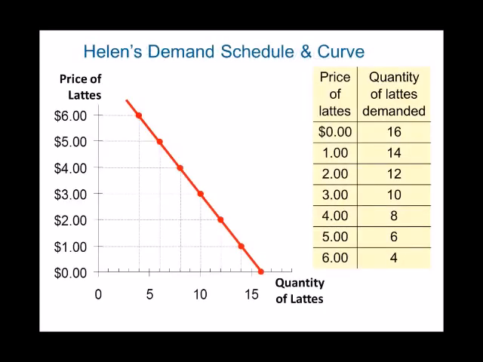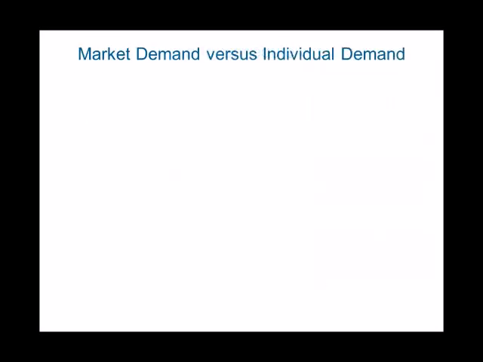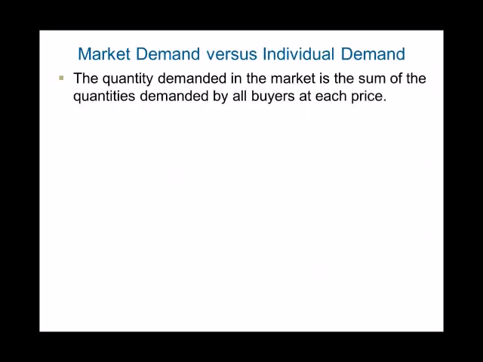Now the one that we just derived is for one person, just for Helen. Now we would like to see what happens to the demand if there are more people in the market. Helen is not the only person in the market. So let's say that we add more people. The quantity demanded in the market is the sum of the quantity demanded of all the buyers at each price.